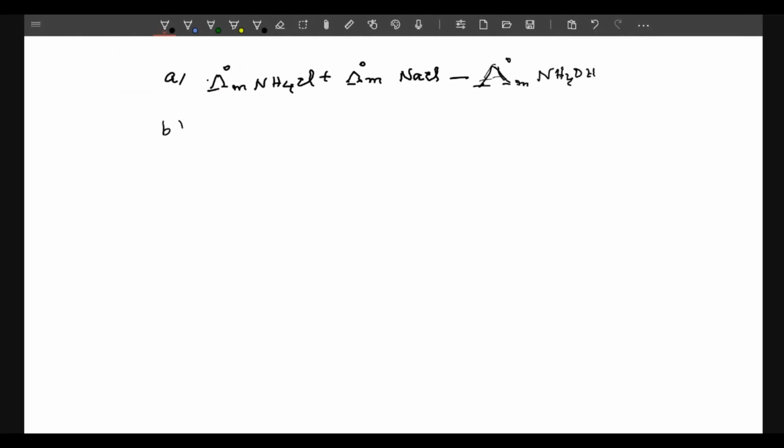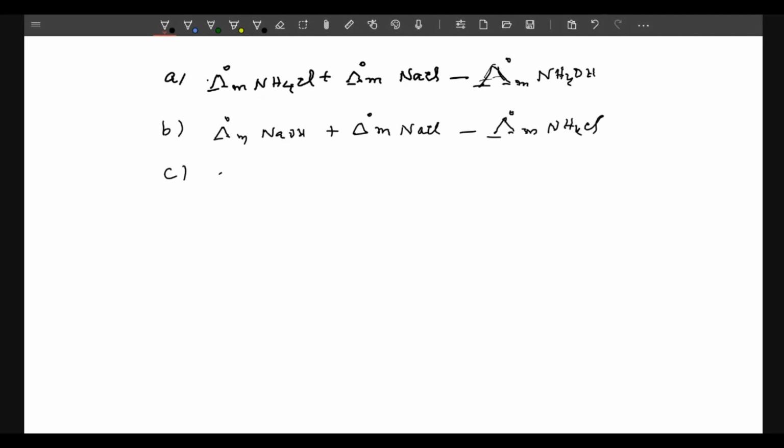B, Λm of sodium hydroxide plus Λ°m of sodium chloride minus Λ°m of ammonium chloride.